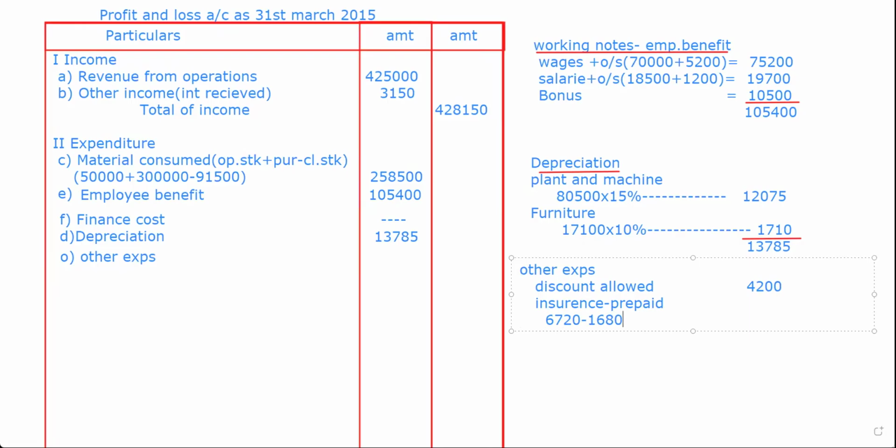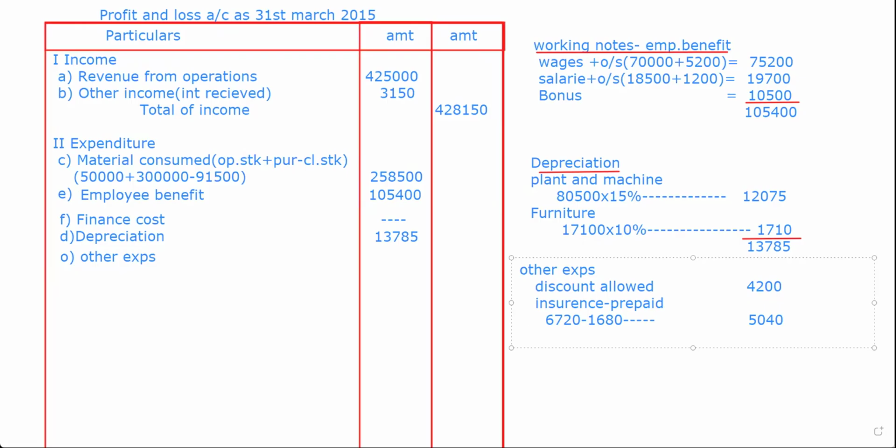How I got this one is very simple. 6,720 into 3 by 12, I have done it. I'm repeating it once again: the 1,680 comes from the total insurance amount of 6,720, which I multiplied by 3 by 12. So when I subtract this, here I got the answer 5,040. So insurance is done. Then I'm going to go with other things.